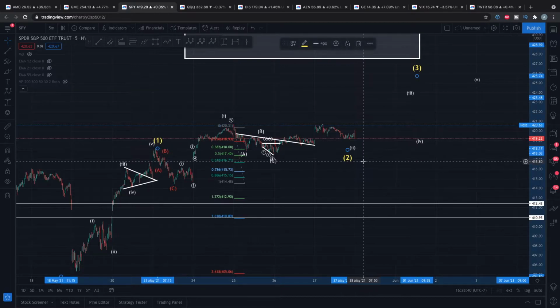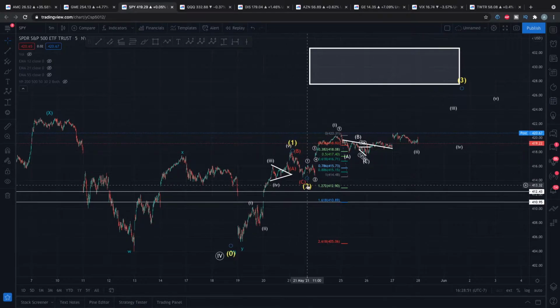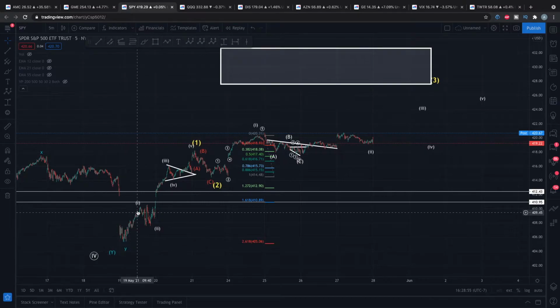There are many ways you could count this. You could either put these wave 1 2s down here or up here. No matter what count you have, you're going to come up for a wave 3, so it doesn't really matter which one you label it as. I prefer this count, because it does follow exactly the count that we're seeing in the markets, and I did explain that in the past video.